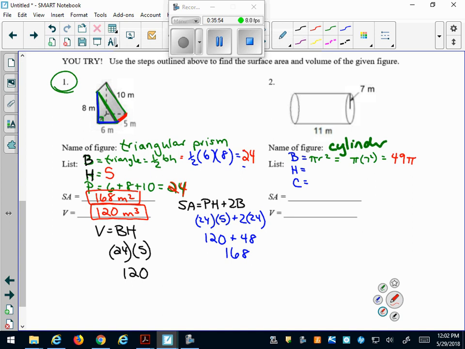All right, the height. What is the height of this cylinder? 11. I know it doesn't look like it's the height, but remember what we said. Even if you're laying down, your height is still the same. It's the distance between the two bases. So the distance between the two circles is 11. Circumference is 2 pi r. So 2 times pi times 7, 14 pi.